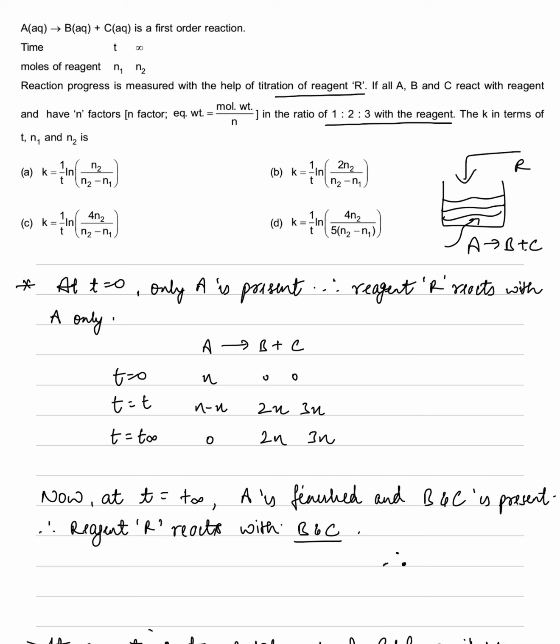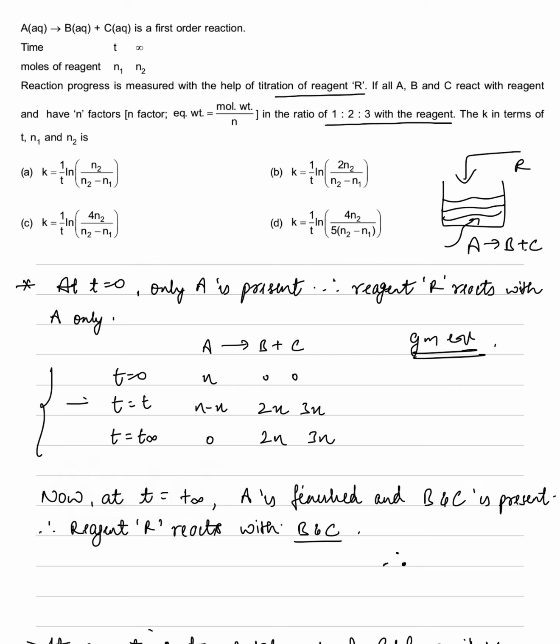Now, how to approach this problem? See, at time t equal to 0, we know only A is present. So that means at t equal to 0, the reagent R will react with only A, right? Also, we know when the reagent reacts with the reactant, what do we equate? We equate the gram equivalents, correct? We will equate the gram equivalents of reactant and products. So if you look at this reaction, we have just normally written the reactants and products amounts. At t equal to 0, let's say we have n moles of A and 0 moles of B and C.